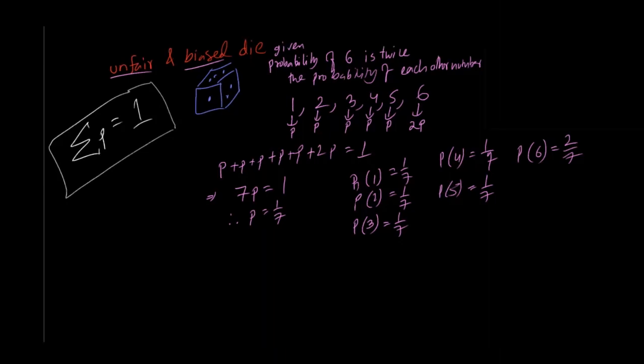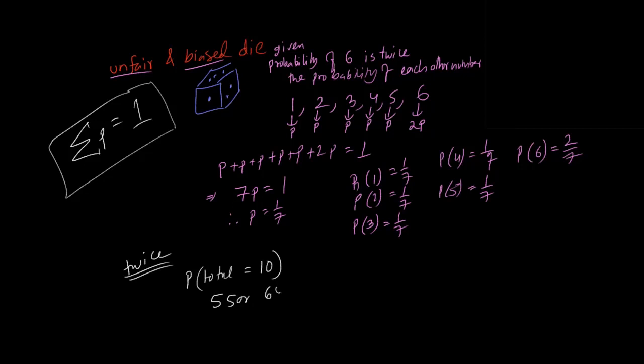So hence, find the probability that the total is 10. When you throw this die twice, what is the probability that the total is 10? The total is 10 when we have 5 and 5, or 6 and 4, or 4 and 6. So there are only 3 ways where you can have the total as 10.